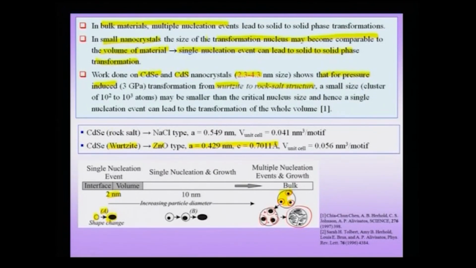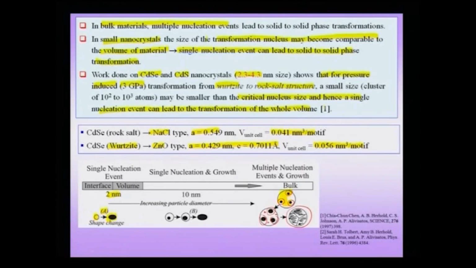On the other hand, the rock salt structure is a familiar NaCl type structure which is cubic, and you can notice here that the wurtzite structure has a higher volume per motif as compared to the rock salt structure. That means if I increase the pressure, the tendency would be to convert this wurtzite to rock salt, and this pressure typically is of the order of gigapascals. If you apply 3 gigapascals, it is seen that a single nucleation event can lead to the transformation of the whole volume.